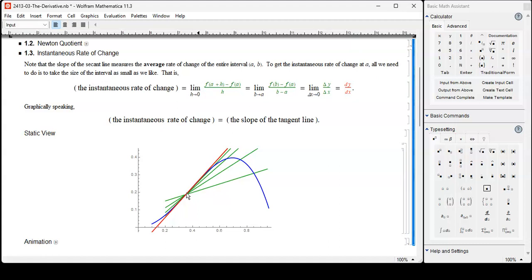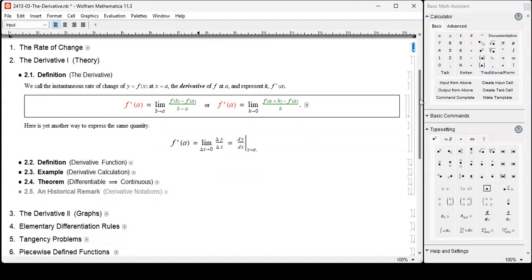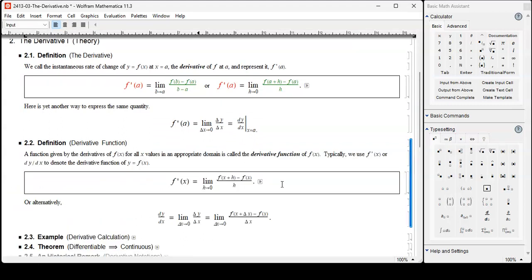Now what if I change this a value? Change to some other place, then I'm going to get the slope of the tangent line there. Change to some other place, then I'm going to get a slope of the tangent line there. I'm going to get a new function given by the derivative values. That function is called the derivative function. Here, replace a by x, and then x is moving around, then you're going to get the derivative function.